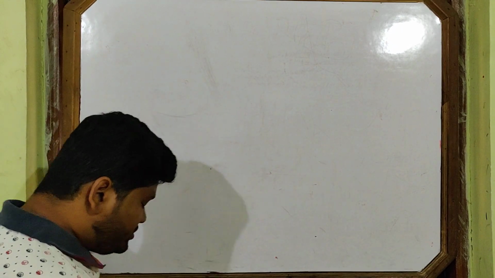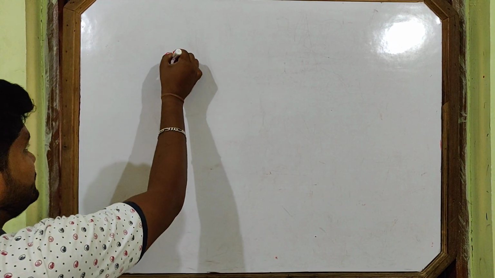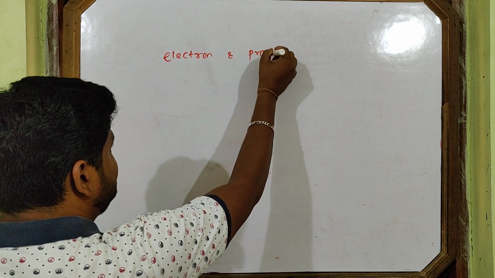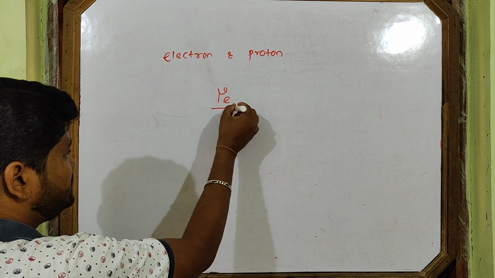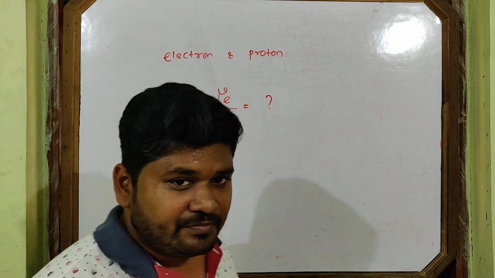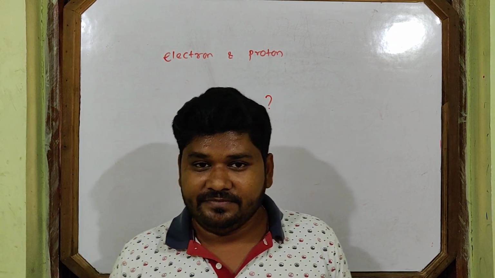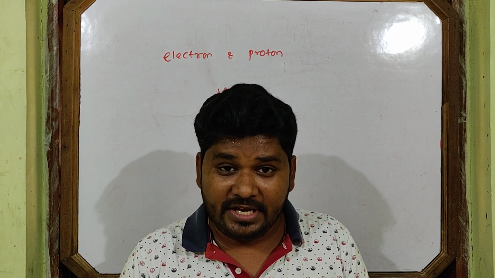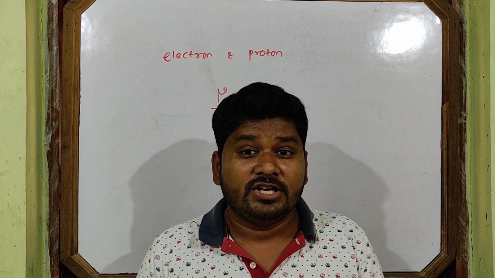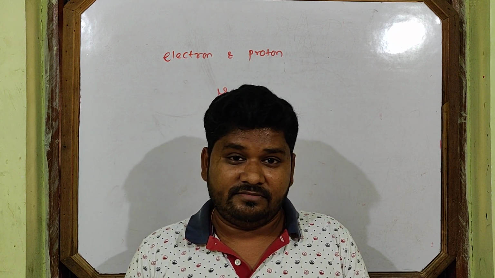Or I can give you one question to do: find the ratio of mobility of electron and proton. This question is up to you; you will solve it. Find the mobility ratio of electron and proton at constant temperature. I told you, at constant temperature.